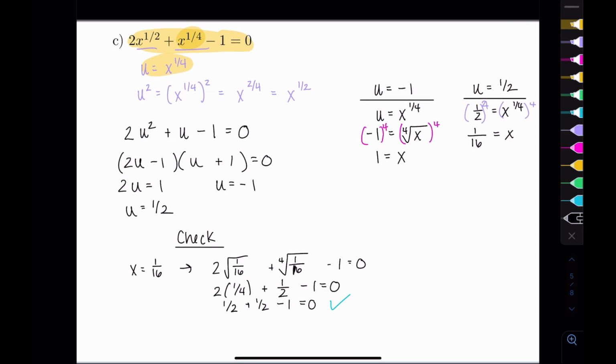Let's check our other solution. We plug in x equals 1. So let's see if we can squeeze it in here. Thankfully, when you take the square root of 1, it's 1. When you take the 4th root of 1, it's 1.